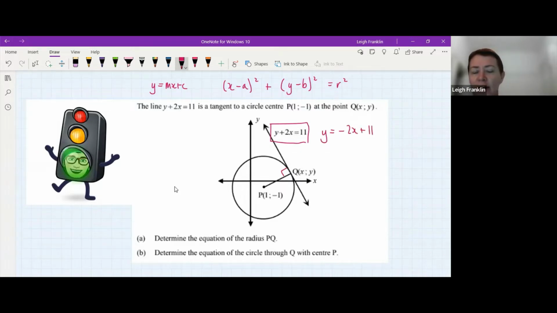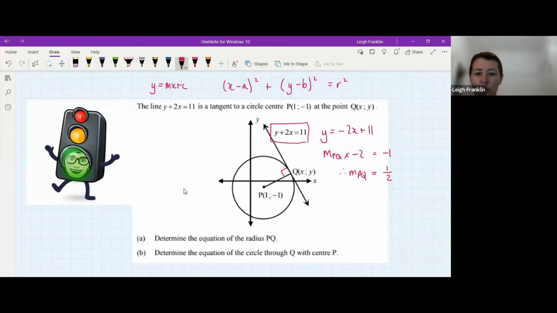Did you get that, Kanyasile? Did you get the negative 2? Yes, ma'am. Good. And then our job is to say the gradient of PQ times negative 2 will give us negative 1. So the gradient of the radius times the gradient of the tangent is negative 1, which means that the gradient of the radius is going to be 1 over 2.